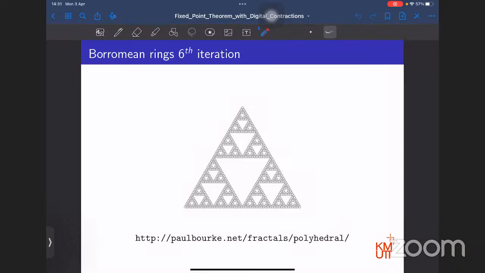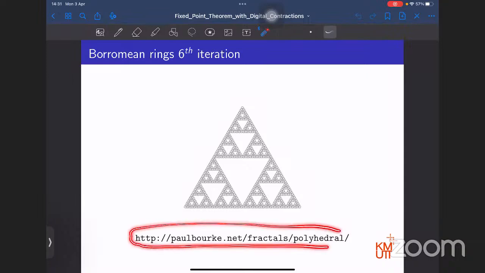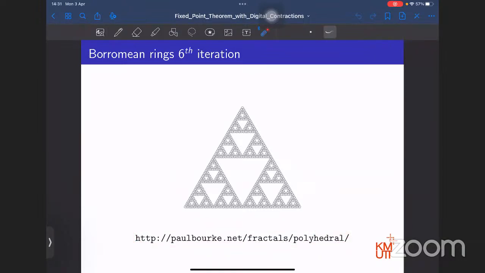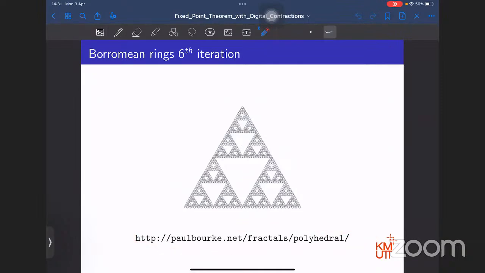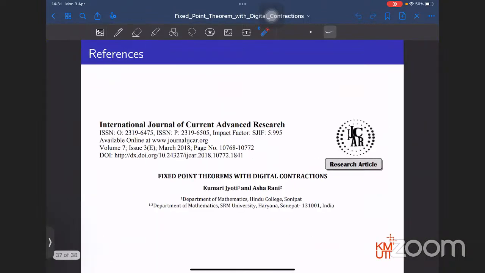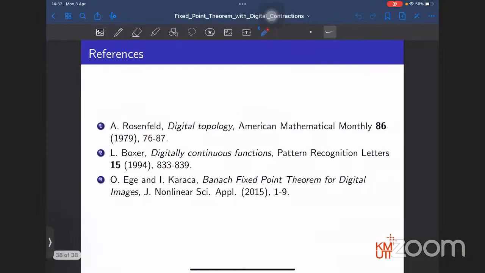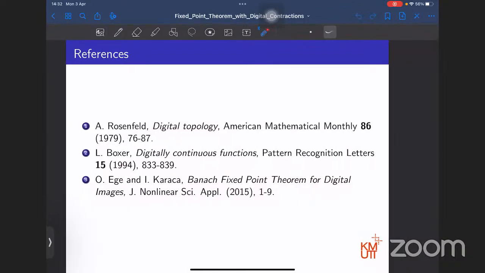If you want to see another example, you can see this link. And I have to thank the website because I used the pictures from it. And the paper that we talked about in this seminar is from the journal. And this is another reference if you want to learn more about digital topology and the functions. Okay, thank you.